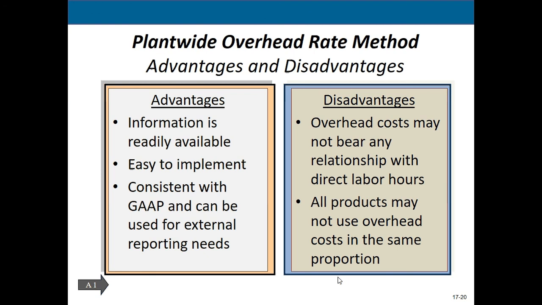Disadvantage is that the overhead cost may not bear any real relationship with direct labor hours because you're looking at the whole plant. It just doesn't necessarily fit. What does utilities really have to do with any direct labor hours? There's probably a better way to group those out. And all products may not use overhead costs in the same proportion. So, if we're applying the exact same rate to standard go-karts as we are custom go-karts, that really might not be the most accurate way to do that.